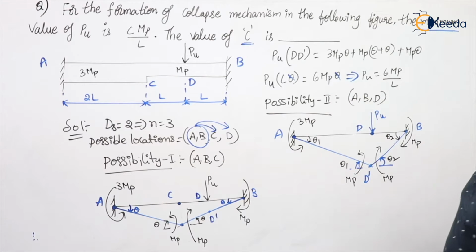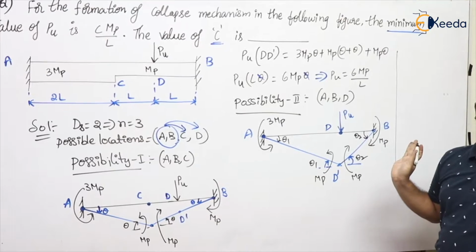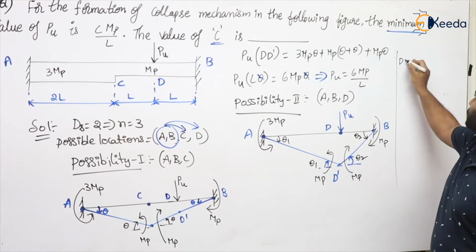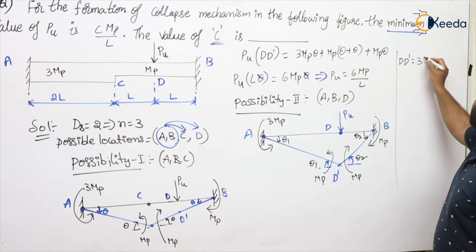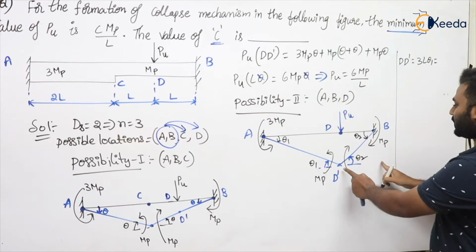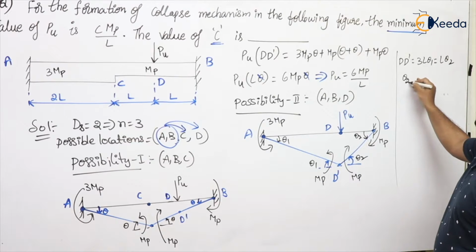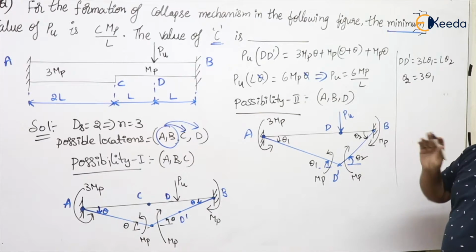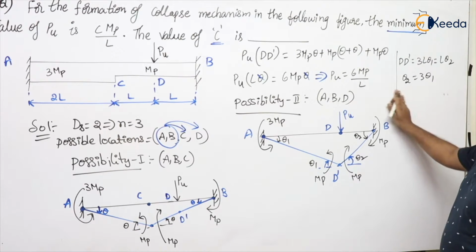First we need to evaluate the relation between theta 1 and theta 2 to get the final collapse load value. So theta 1, DD dash is equal to how much? This is 3L theta 1 is equal to how much? This one, simply L theta 2. Now L we can cancel. Now theta 2 is equal to 3 theta 1. Wherever theta 2 is present in our equation of external work equal to internal work, substitute 3 theta 1.